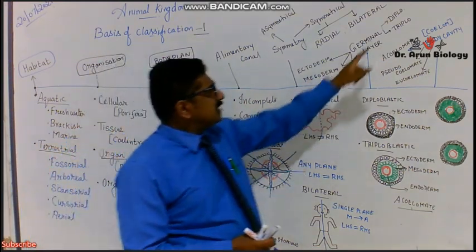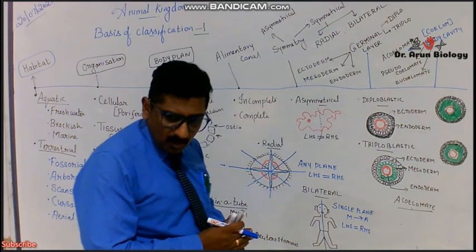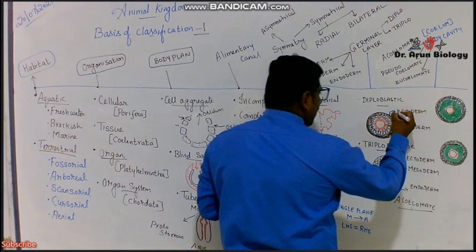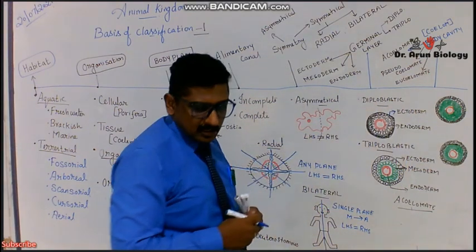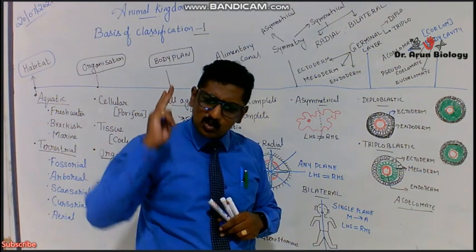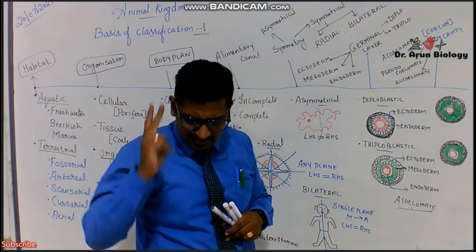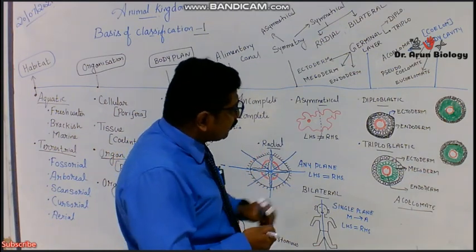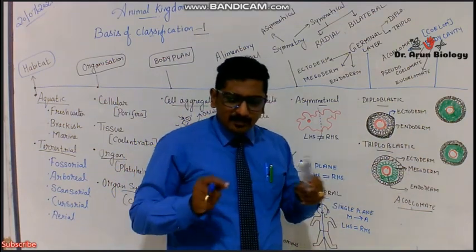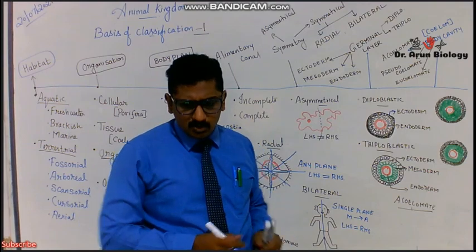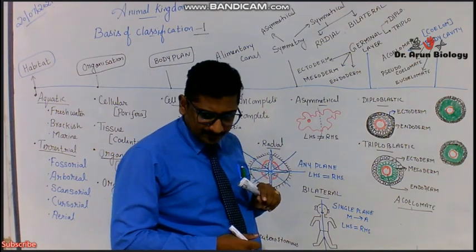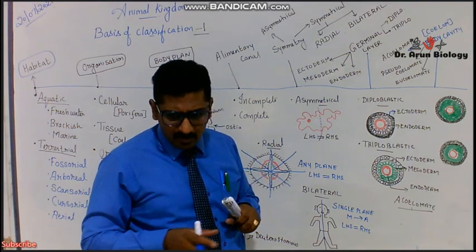If they have only two embryonic layers, what are they? The outer layer called the ectoderm and the inner layer called the endoderm, it is called diploblastic organization. Just two embryonic germinal layers are there. If they have three embryonic layers, ectoderm, endoderm, and the middle layer called mesoderm is also present, I am going to classify them as triploblastic. They have three embryonic layers.